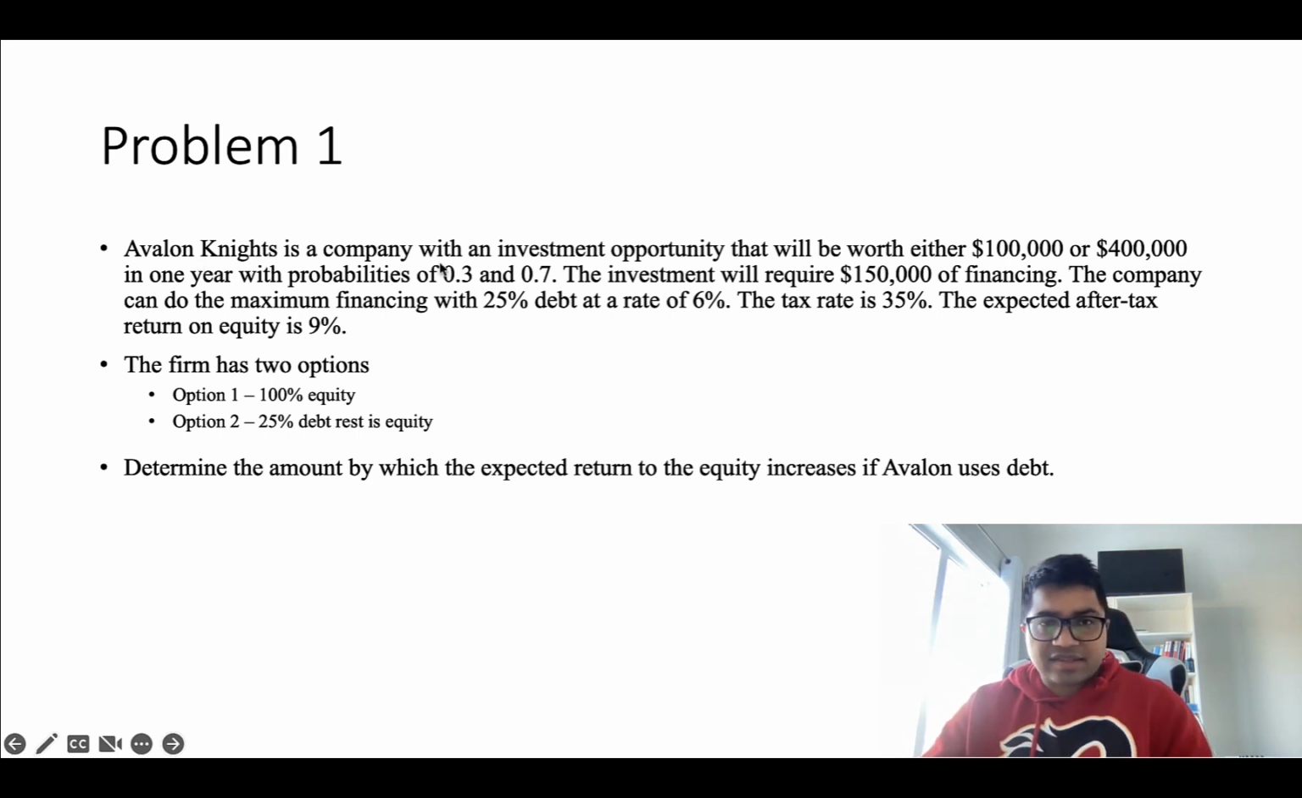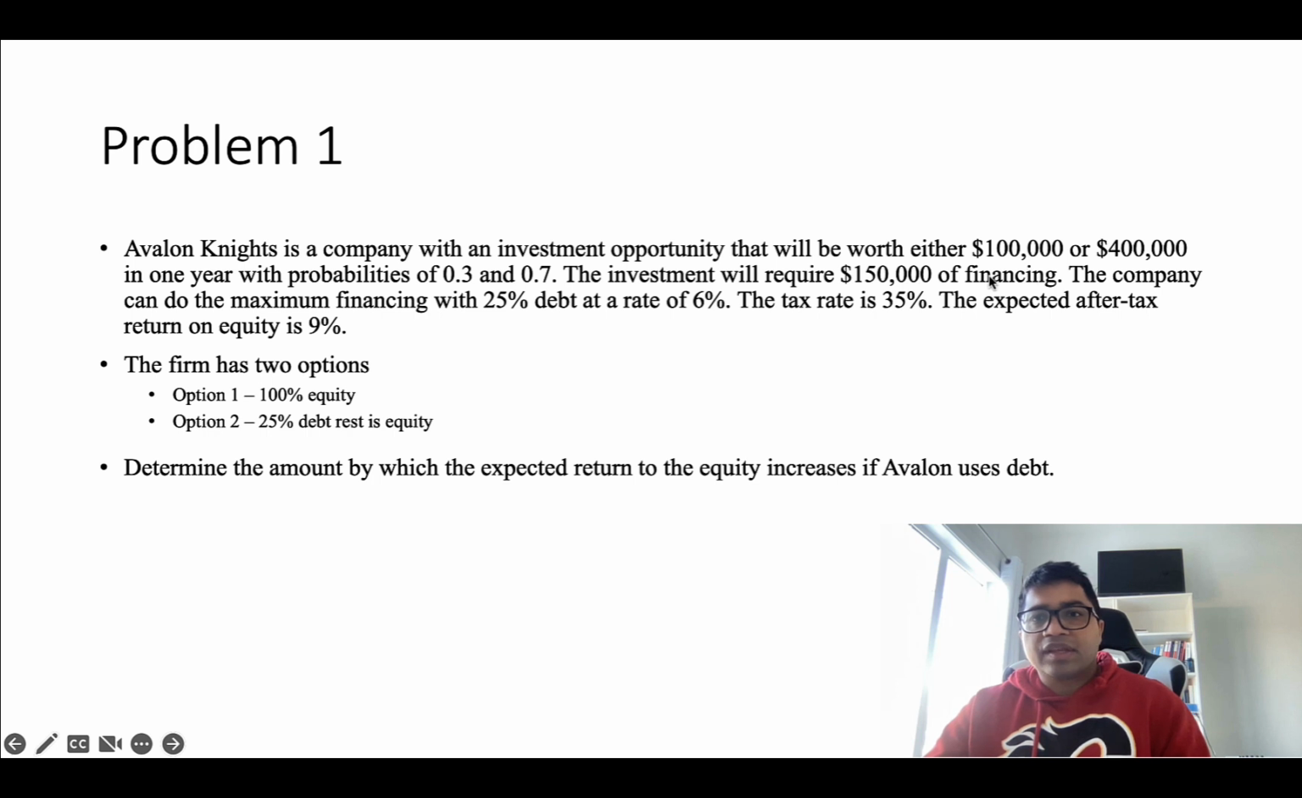Knights is a company with an investment opportunity that will be worth either 100,000 or 400,000 in 1 year, and they have given probabilities assigned to that. There is a 30% probability you get 100,000, and a 70% probability you get 400,000. The investment will require $150,000 of financing. The company can do maximum financing with 25% debt at the rate of 6%. The tax rate of 35% is given. The expected after tax return on equity is 9%.